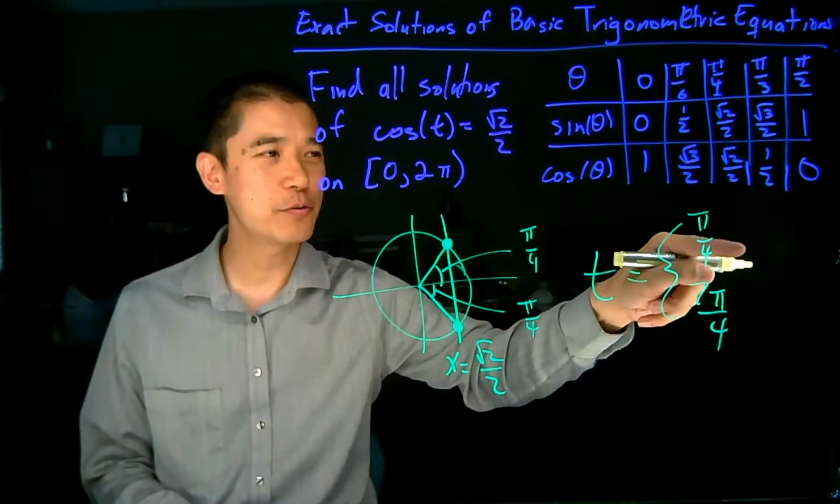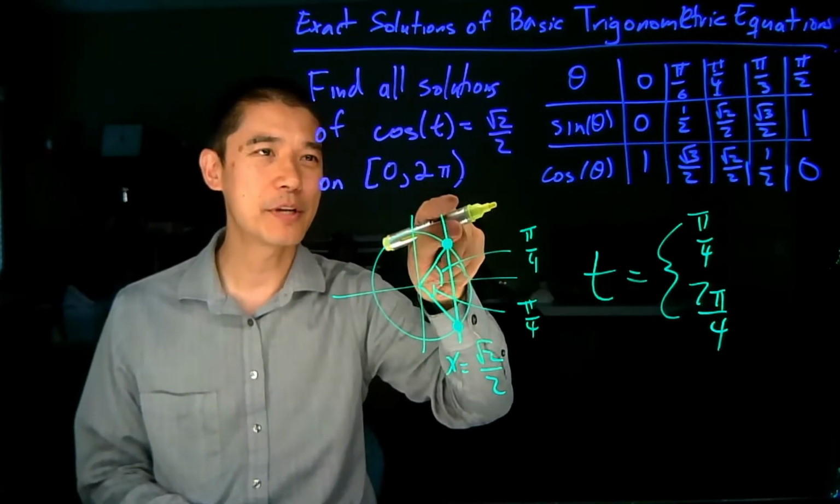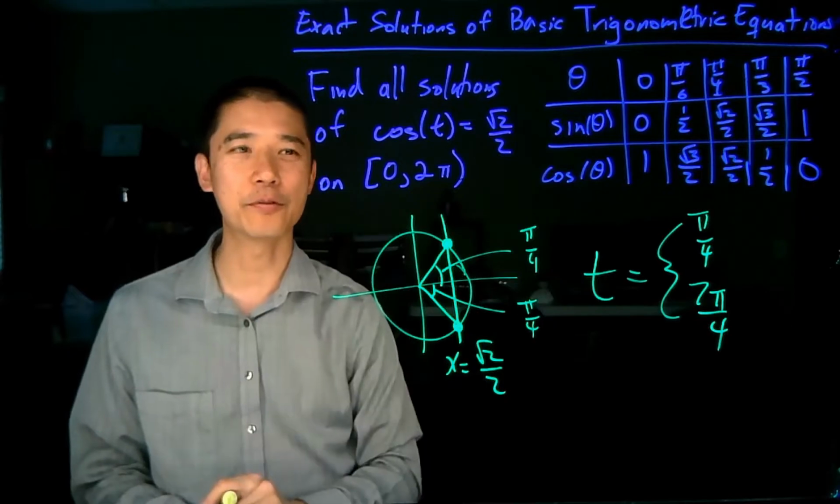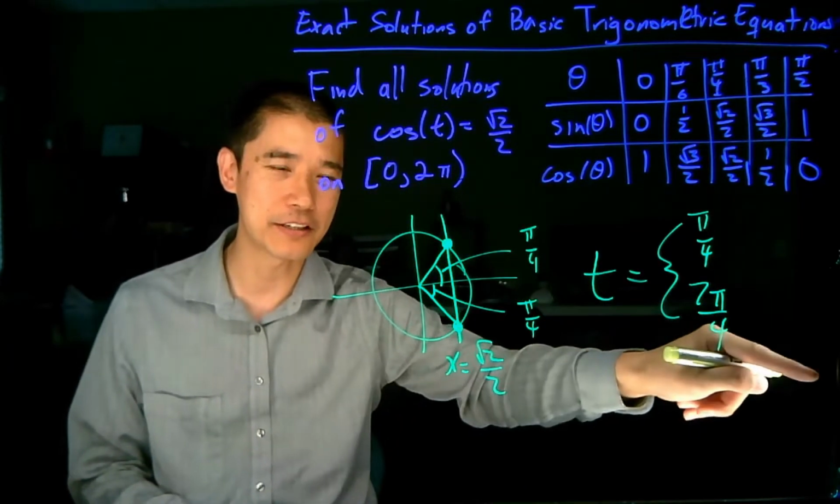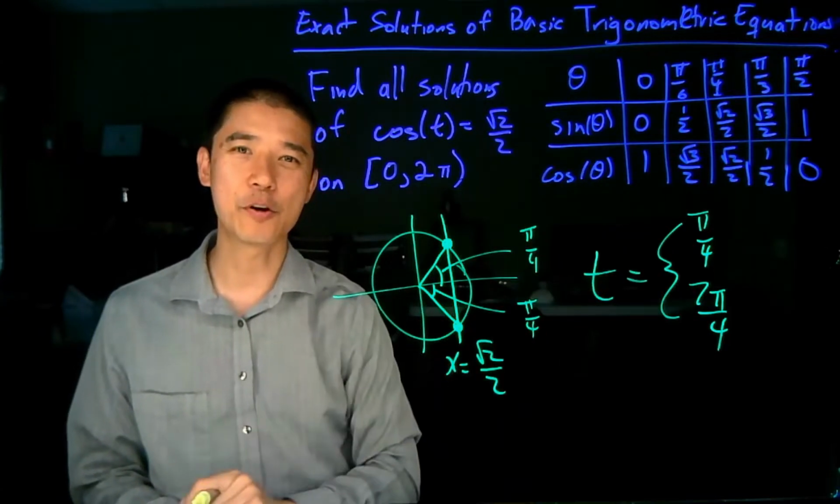Now in this case, we do not have the plus 2 pi k because we are limiting ourselves to this interval. If this line were not there, then we'd have plus 2 pi k, where k is an integer, to deal with the coterminal angles.